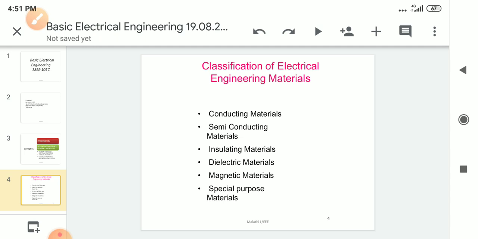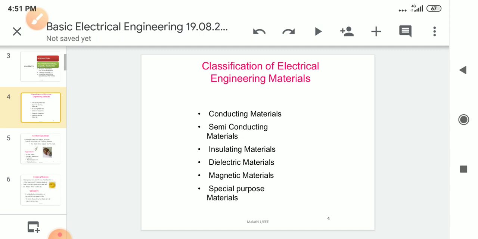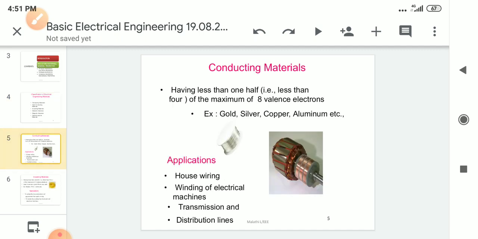They are classified as conducting material, semiconducting material, insulating material, dielectric material, magnetic material, and special purpose material. Conducting material: the material which allows the electric current to flow through it is called conducting material.